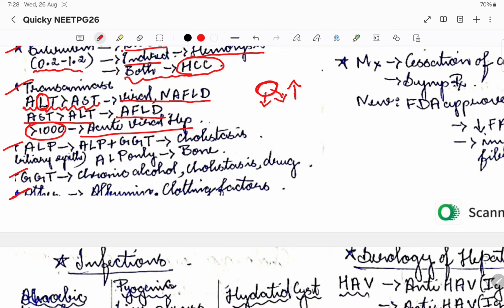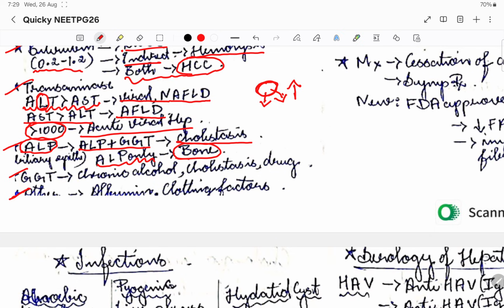Then coming to ALP and GGT, remember I had told you ALP tells the function of osteoblasts in orthopedics. We had discussed, right? The first line of orthopedics was ALP tells us the activity of osteoblasts. So if ALP plus GGT is raised, it is going to be cholestasis. If it is only the ALP that is raised, it is going to be bone function. That I told you, right? Osteoblastic activity is what it tells.